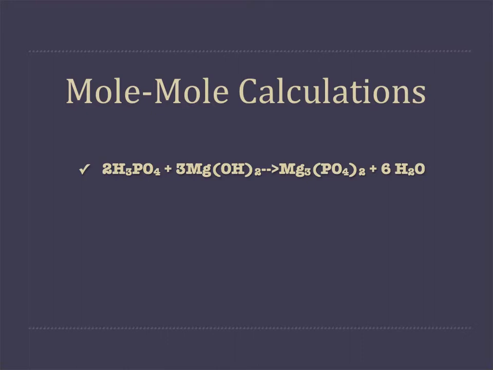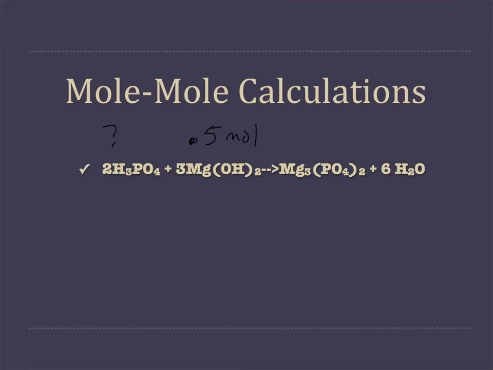All right, so now let's go another step and ask, why are we doing this? Why do we care about this? Here's what we're going to do. We want to be able to make mole calculations based on this balanced equation. So let's say that we had 0.5 moles of magnesium hydroxide, and we want to know how many moles of phosphoric acid we are going to need.